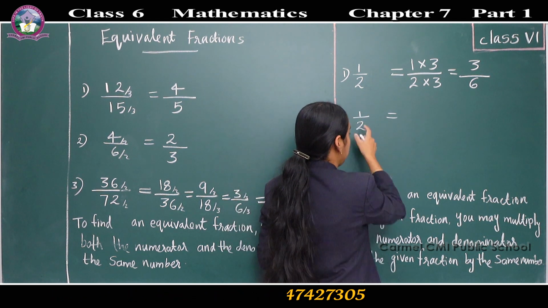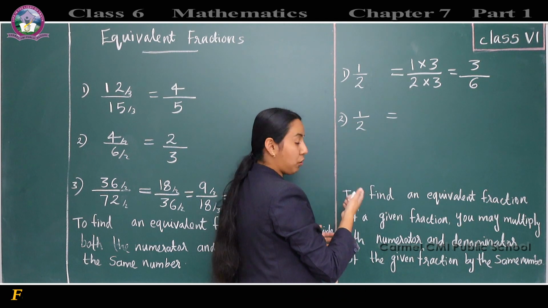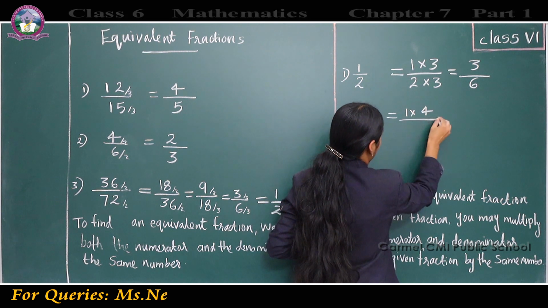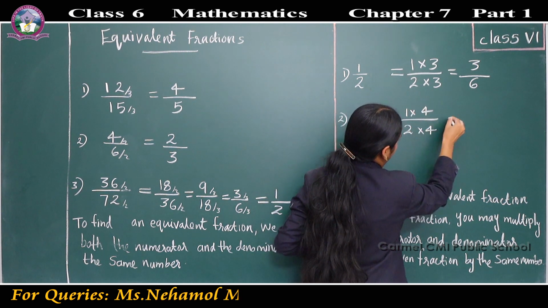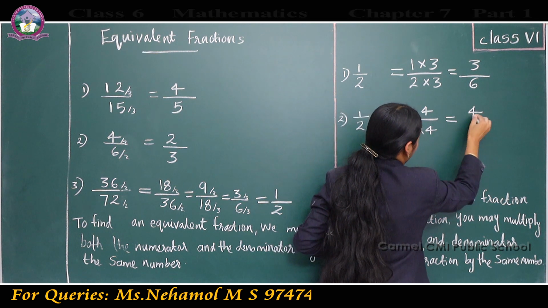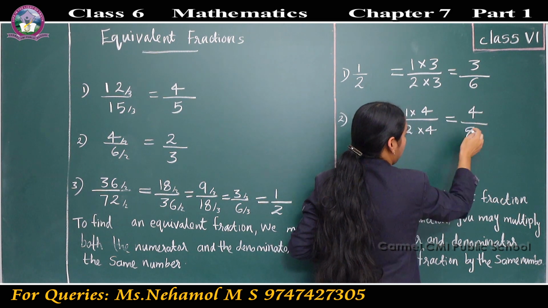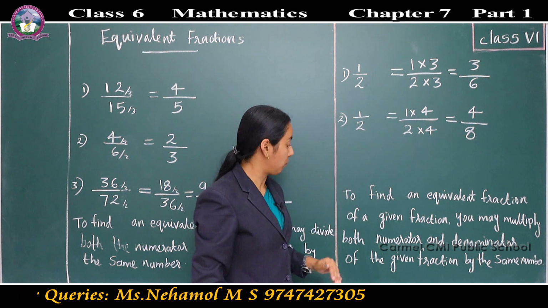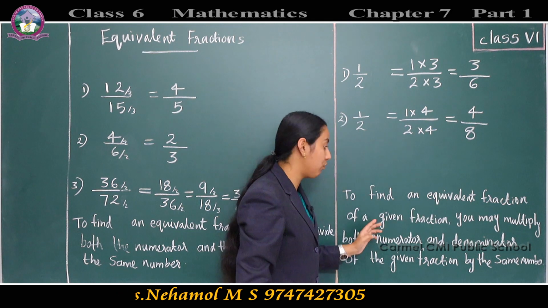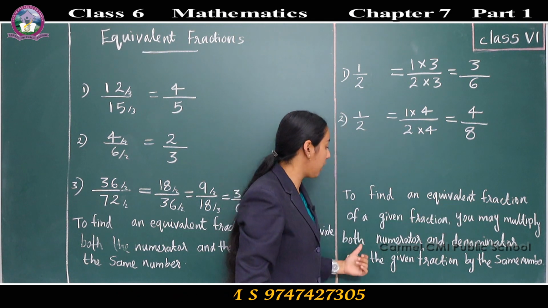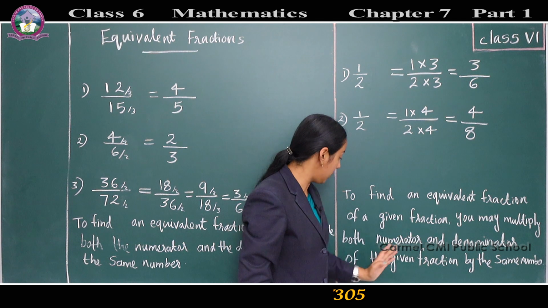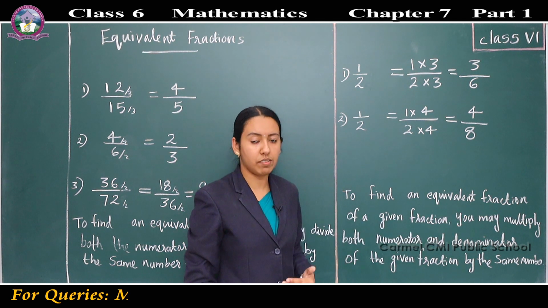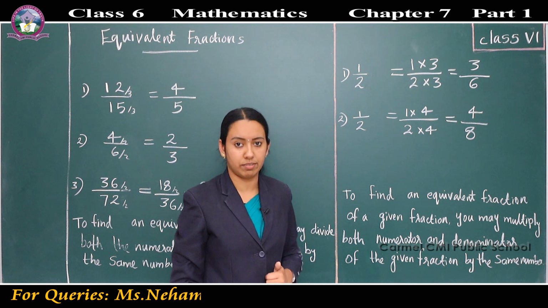Then if we multiply both numerator and denominator by 4, we will also get an equivalent fraction. 1 into 4 by 2 into 4. 1 4s are 4. 2 4s are 8. 4 by 8 is an equivalent fraction of 1 by 2. To find an equivalent fraction of a given fraction, you may multiply both numerator and denominator of the given fraction by the same number. This way we can find equivalent fractions.